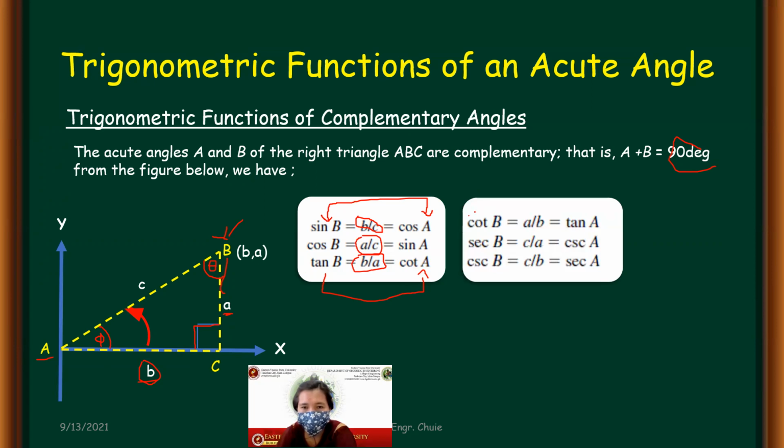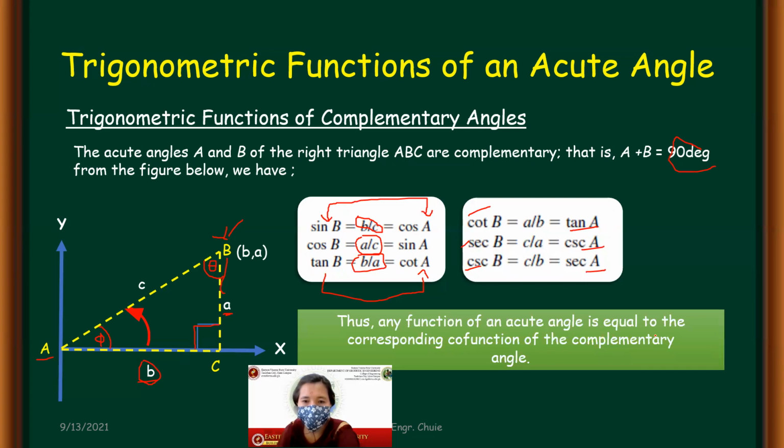So same with this one, the cotangent of B, secant of B, and cosecant of B is equivalent to the tangent of A, cosecant of A, and secant of A. So you try to check: you give values of B and input them in the calculator to see if the answer is the same. Let A equal 30 and B equal 60, then try to compute if this relationship holds true for this theory.